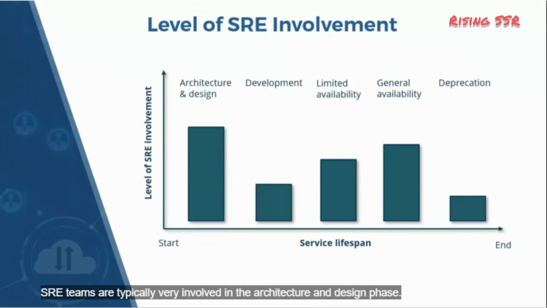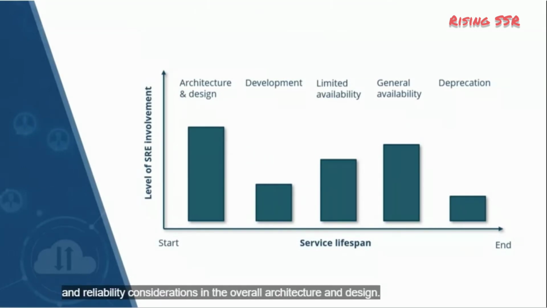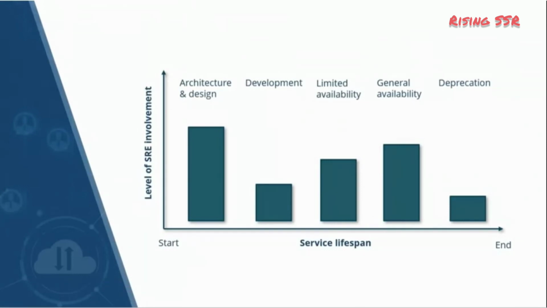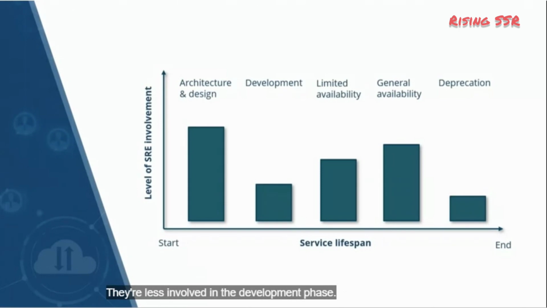SRE teams are typically very involved in the architecture and design phase. It's in this phase that they have the most potential influence on standards and reliability considerations in the overall architecture and design. They're less involved in the development phase. In this phase, the development team does most of the work, and the SRE team may have guidance on things such as testing, code reviews, and coding standards.